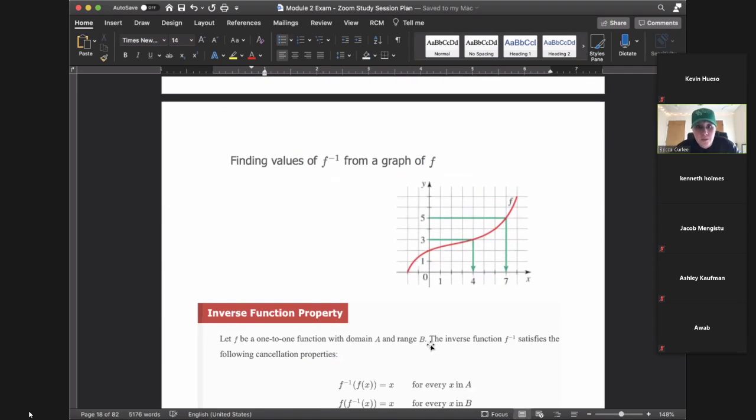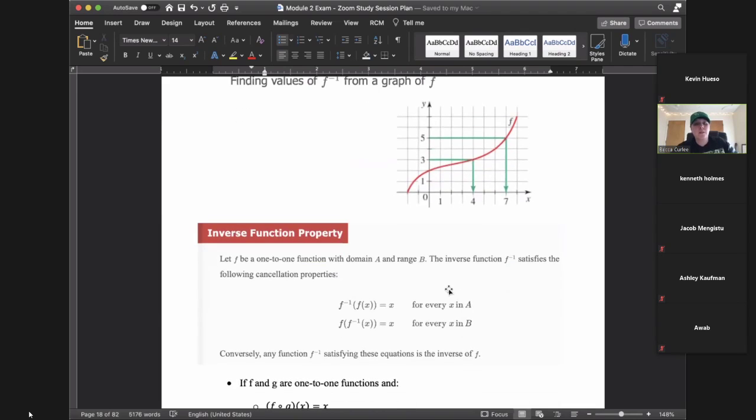Finding the inverse values from a graph of f is the same thing. You can look at f of 4 here. f of 4 is right here. So then you can also say that f to the -1 of 3 is 4, because you're saying f of 4 is 3. Same thing: if you're saying f of 7 is 5, then f to the -1 of 5 is 7. So that's how you look at it from a graph perspective.